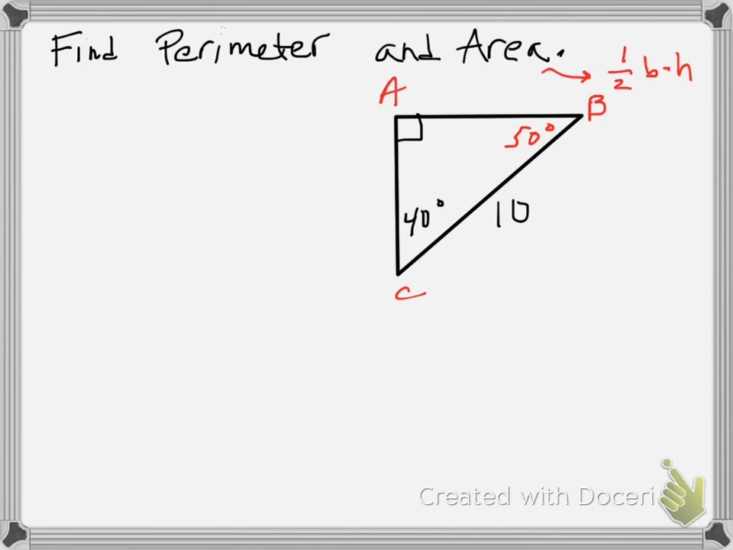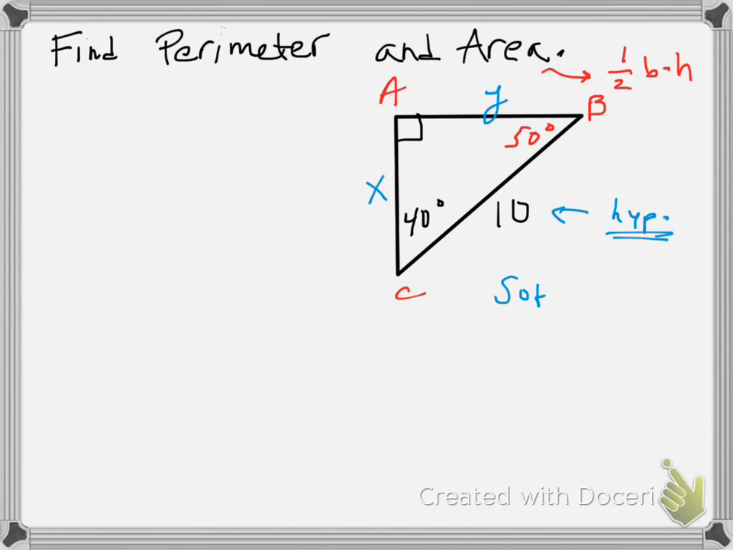So that's 50. Okay, well, I'm missing two sides, right? I'm going to label these here to make it a little bit easier for us. I'm going to call them X and Y. I don't have X, nor do I have Y. So I've got to figure out some way to get those. What I do have is this 10, and we know that it's the hypotenuse. Why? Because it's across from 90.